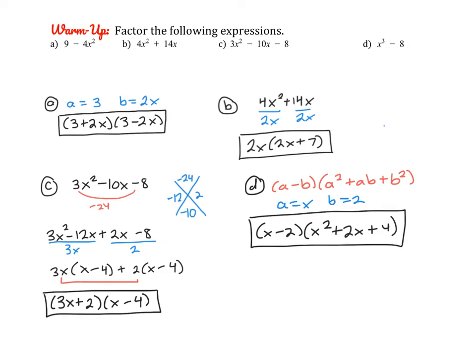So for part A, you can factor it with difference of two squares. For part B, there's simply a GCF of 2x, so you have these two factors. For part C, we can use that grouping method. So here are your final factors, and for part D, this is difference of two cubes. So here's the formula for that, and resulting in these factors.